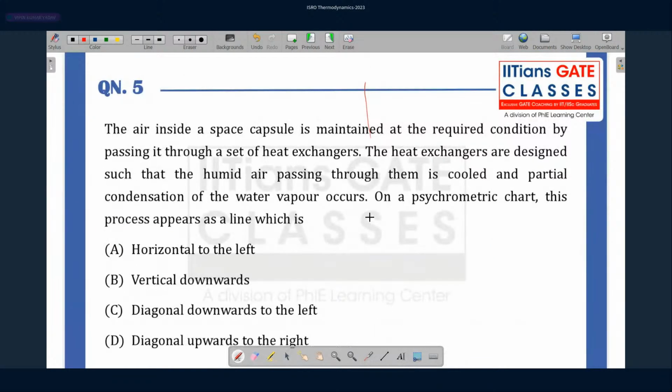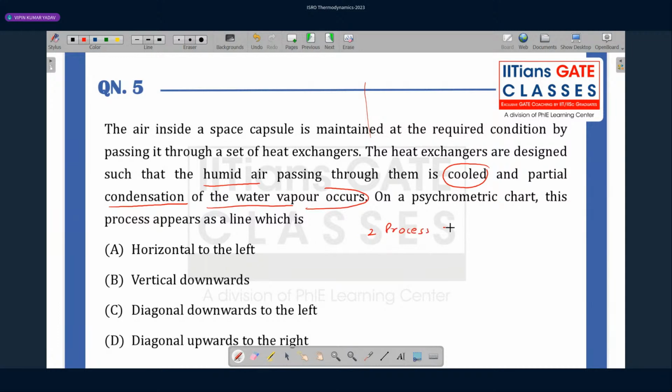Now, the air inside a space capsule is maintained at a required condition by passing it through a set of heat exchangers. So we have air in a space capsule that is at a particular condition, and how do you get this required condition? By passing it through the heat exchanger. Now in the heat exchanger, humid air passes through, is cooled, and partial condensation of water vapor occurs. So you see, there are two processes that are happening.